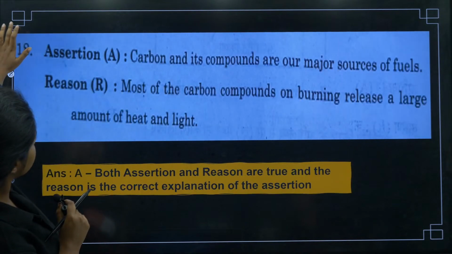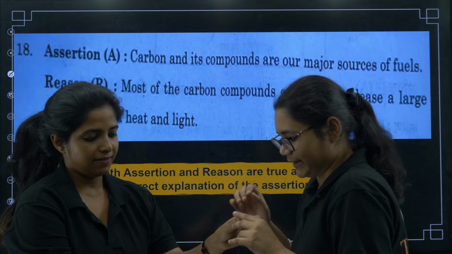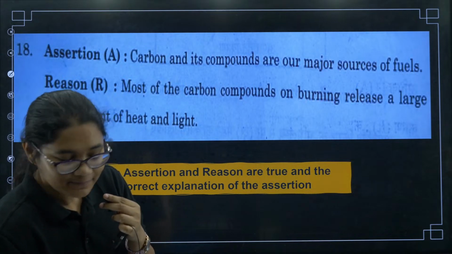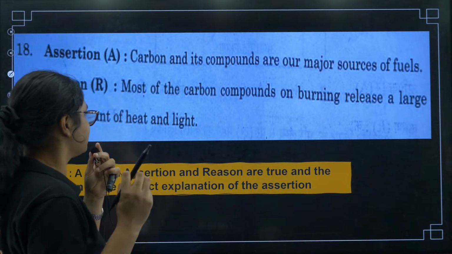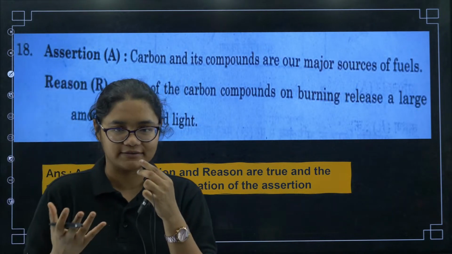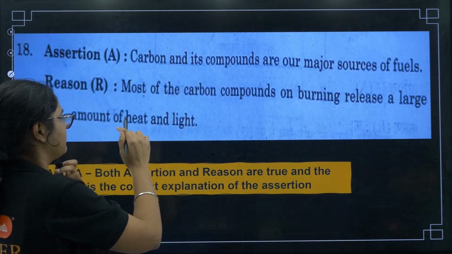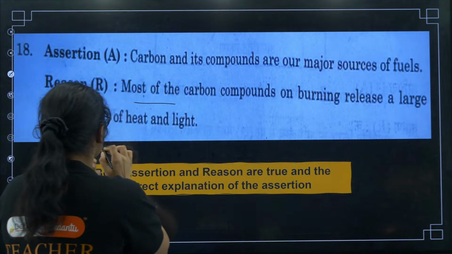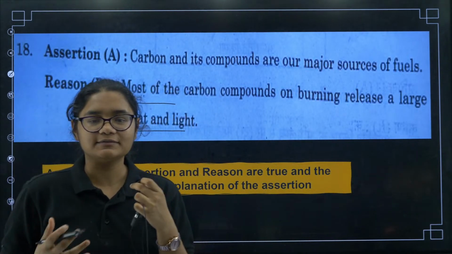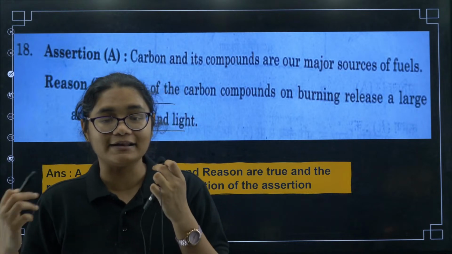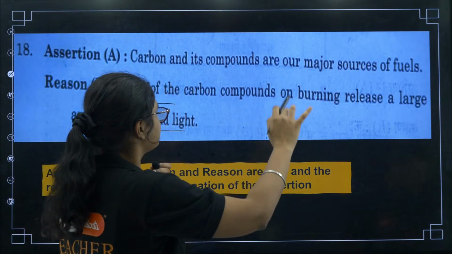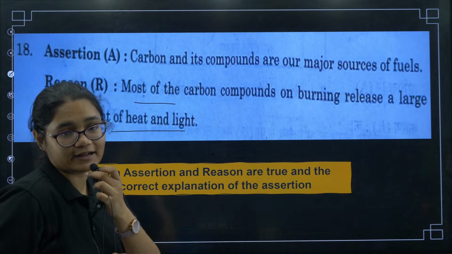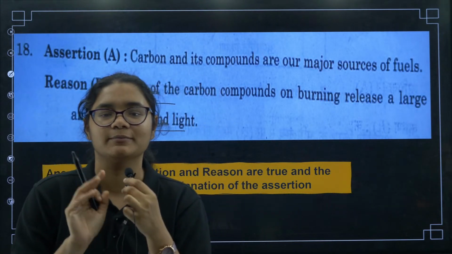Now I think there's a chemistry question up here. Yes. Okay, so the next assertion reason question is from the carbon and its compounds chapter. The first statement here, the assertion given, is that carbon and its compounds are a major source of fuels, right? So this is the statement given. Now the reason given as explanation for this is that most of the carbon compounds on burning release a large amount of heat and light, right? So yes, because it produces a large amount of heat and light, it can be used as combustible material, or it can be used as a fuel. So the assertion and reason both are correct, and the reason is the correct explanation of the assertion. So the answer is option A here.